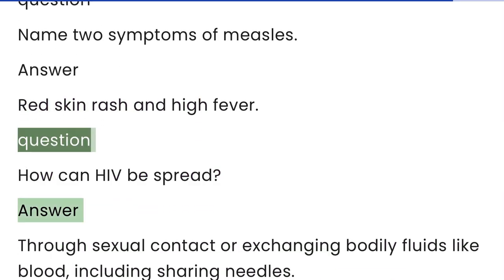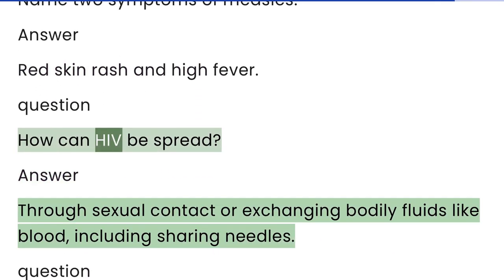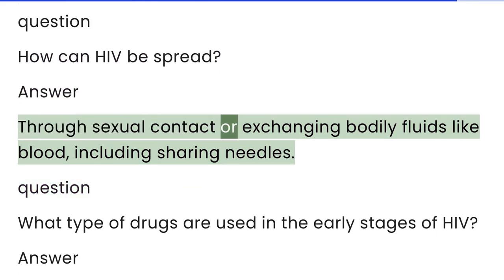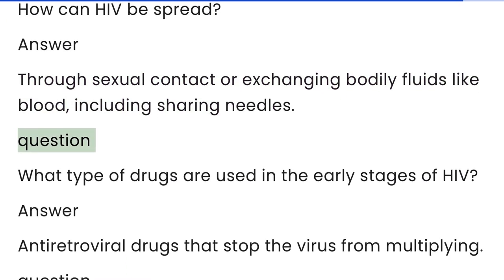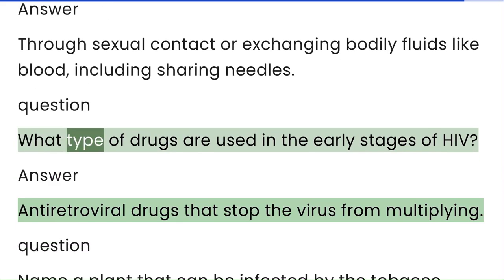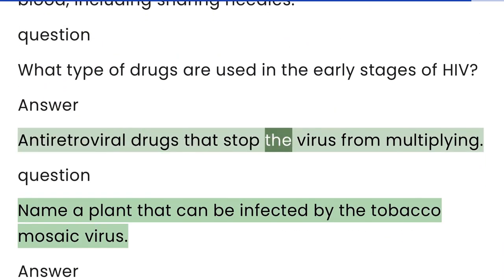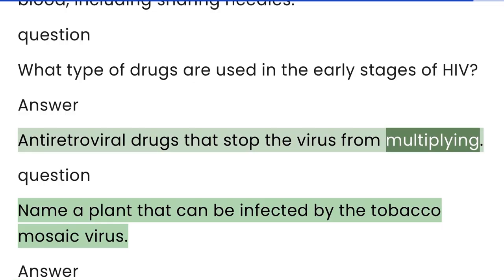Question: how can HIV be spread? Through sexual contact or exchanging bodily fluids like blood, including sharing needles. Question: what type of drugs are used in the early stages of HIV? Antiretroviral drugs that stop the virus from multiplying.